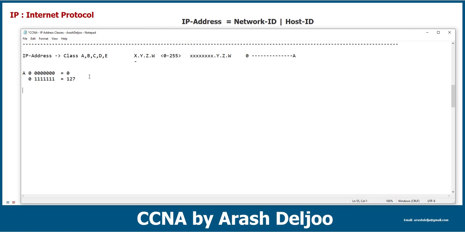After that, we have class B. In class B, when an IP address starts with 1 and continues with 0, that is class B. Let me write here, it gives you more information. Look at here, 1 0. If an IP address starts with 1 0, that is class B.